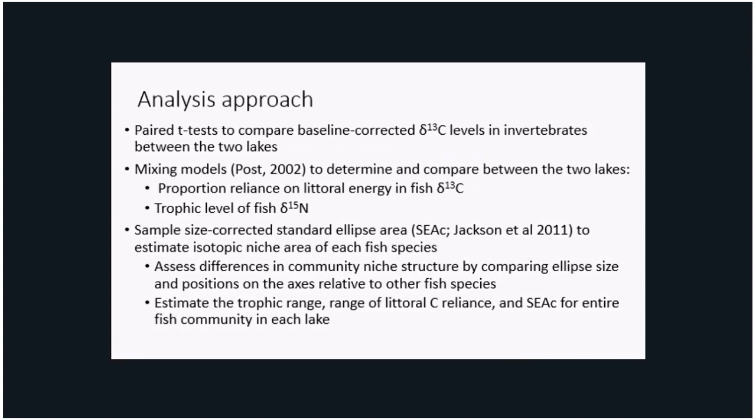We used these then to assess differences in community niche structure by comparing ellipse size and positions and whether or not they overlap with other fish species, and to estimate the trophic range of littoral carbon reliance, and the standard corrected ellipse area for the entire fish community in each lake.